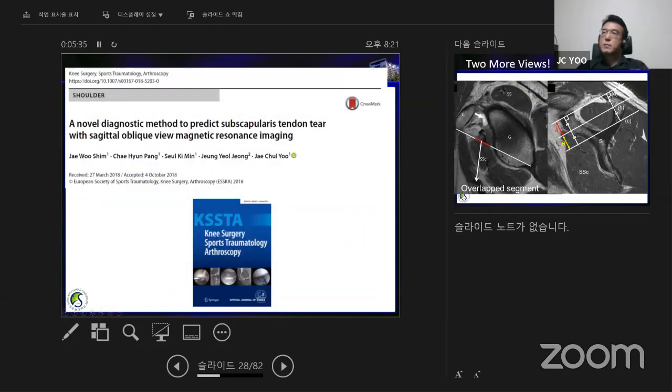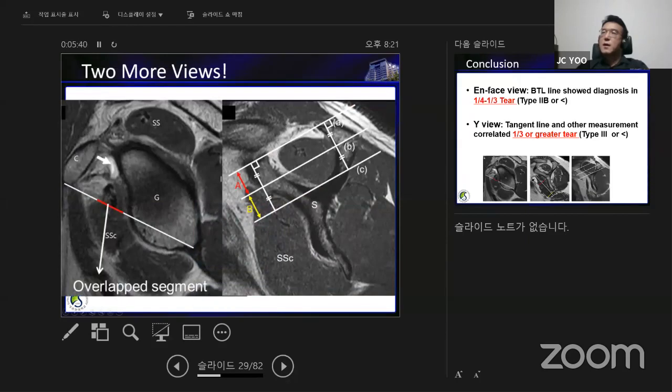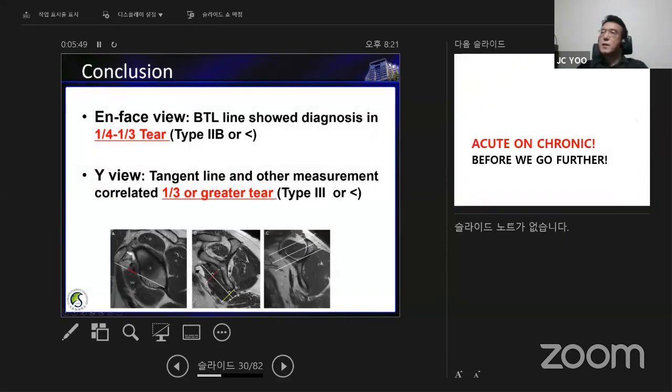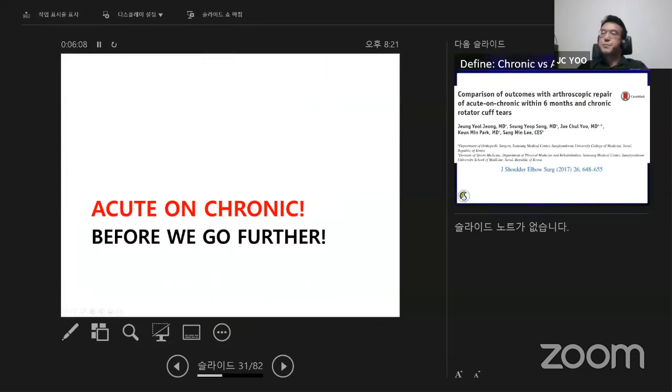And we recently published another MRI study on the coracoid and baseline view, and the tangent view, looking at these two more views. This is the en-face view and the Y view. With the en-face view, you can detect about a 1/4 to 1/3 tear. With the Y view, you can detect about a 1/3 or greater tear. The whole thing is in my paper, so you can get a glimpse that there are some valuable things you can look for with these two views.